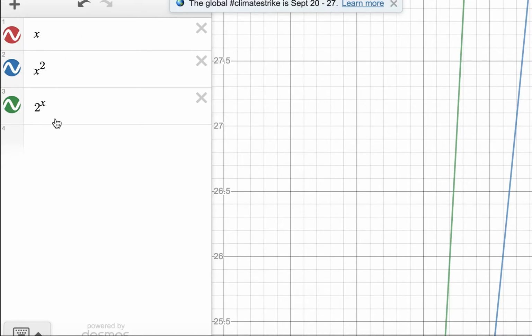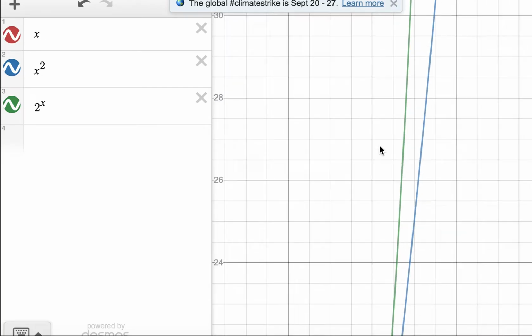Hey math kids, today we're going to compare linear, exponential, and quadratic functions in a couple different ways. So the first thing is we're going to go to Desmos. We're going to graph these three functions: y equals x squared, and y equals 2x.